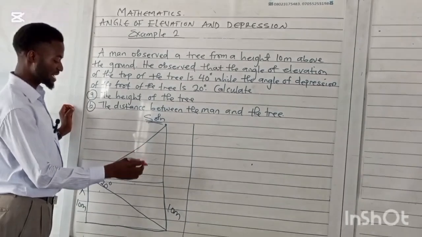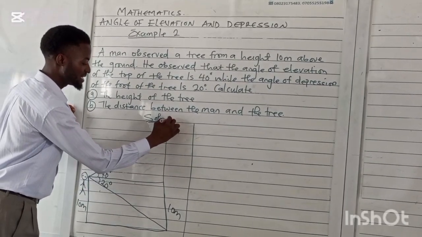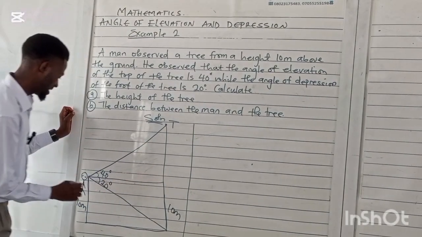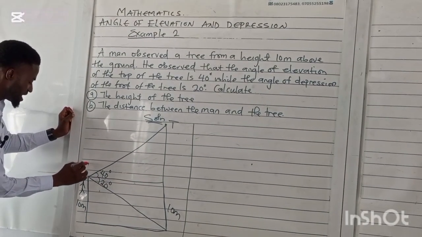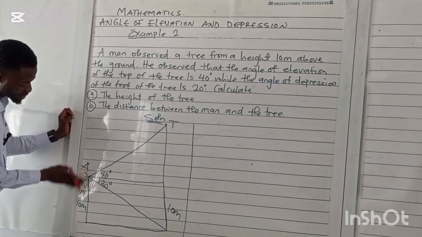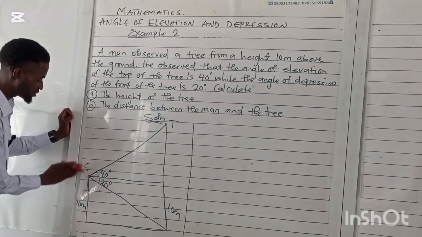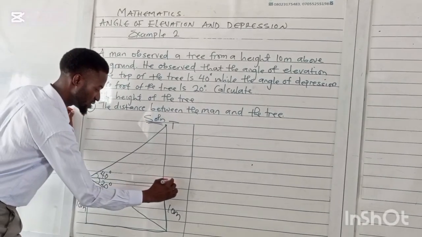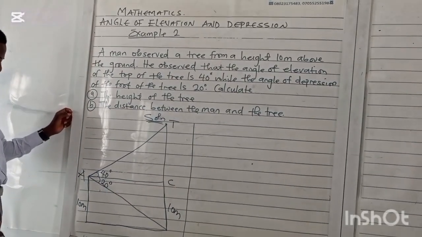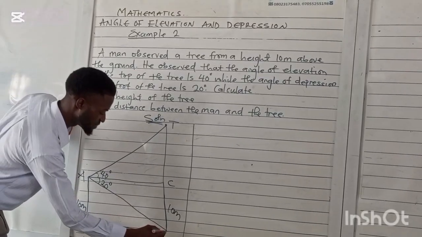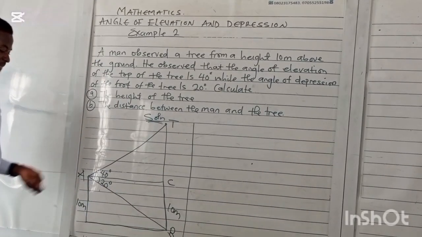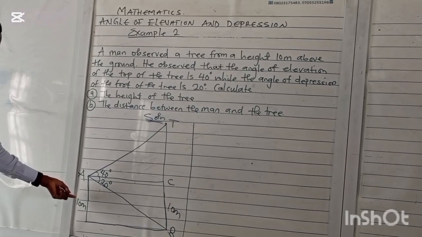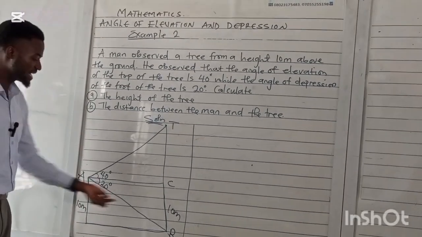Now we can decide to name this. Let this be T, and let this be A. Since we are done sketching, we'll cancel this, since it won't really be needed. Let's say this is A, then this is C, and let's name this place B. If this is 10 meters, this is 10 meters.